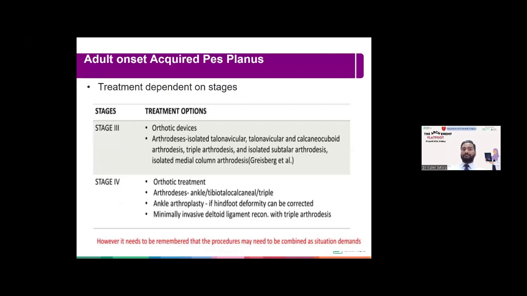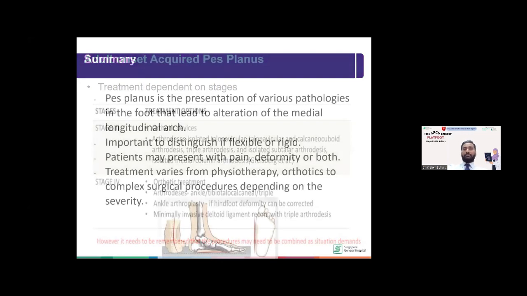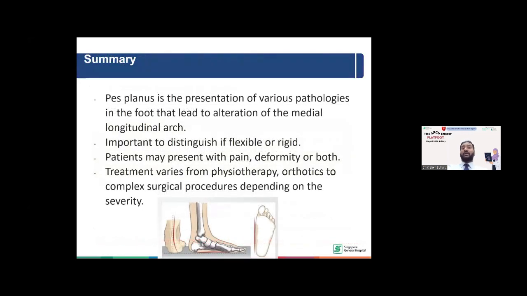So in summary, pes planus is a presentation of various pathologies in the foot that lead to an alteration of the medial longitudinal arch. So the arch collapses. It's important to distinguish if they're flexible or rigid, and patients may typically present with pain, deformity, or both. Treatment varies from physiotherapy, orthotics to complex surgical procedures, depending on how severe the deformity is, and as I mentioned, the stage in which the patients present to us.